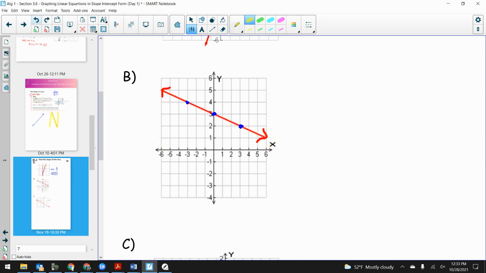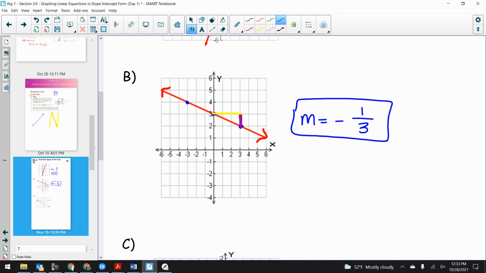Please, people, please, stop talking. We can draw an N, so we know that the slope is going to be negative. And now, let's figure out what that slope actually is. Let's go from here to here. Rise 1, run 3. Rise 1, run 3. Negative 1 third. There's my slope.